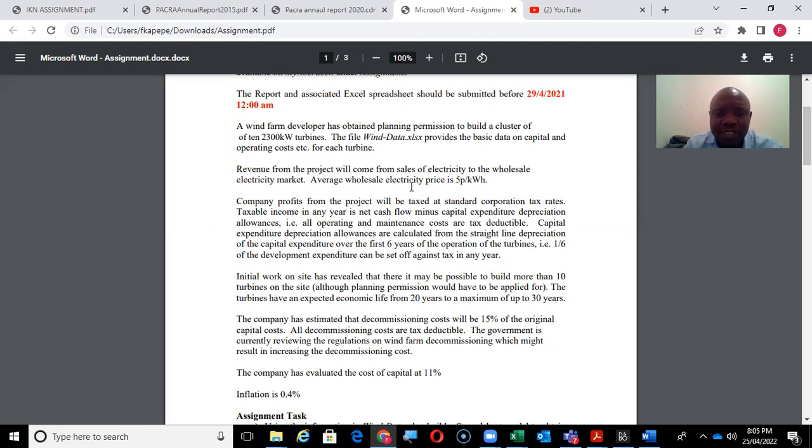Company profits from the project will be taxed at standard corporation tax rates, which you are given. Taxable income in any year is net cash flow minus capital expenditure depreciation allowances. Okay, that is known. All operating and maintenance costs are tax deductible. Capital expenditure.